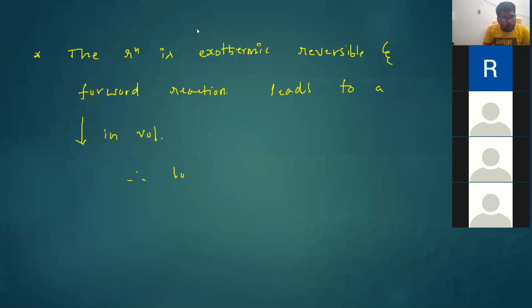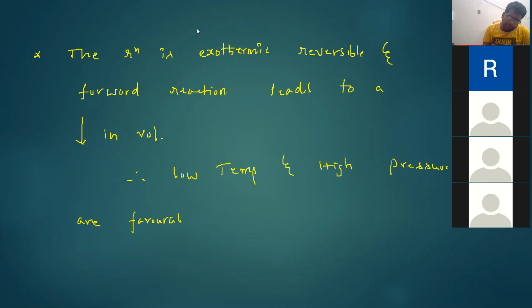Therefore, low temperature and high pressure are favorable conditions for the contact process. The temperature should not be too low, otherwise the rate of the reaction will be slow. Okay, so here low temperature, high pressure will be required for this contact process.